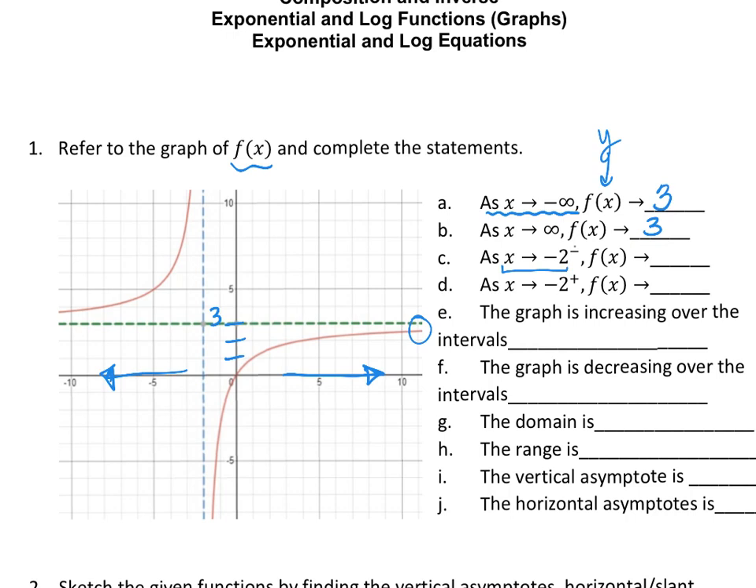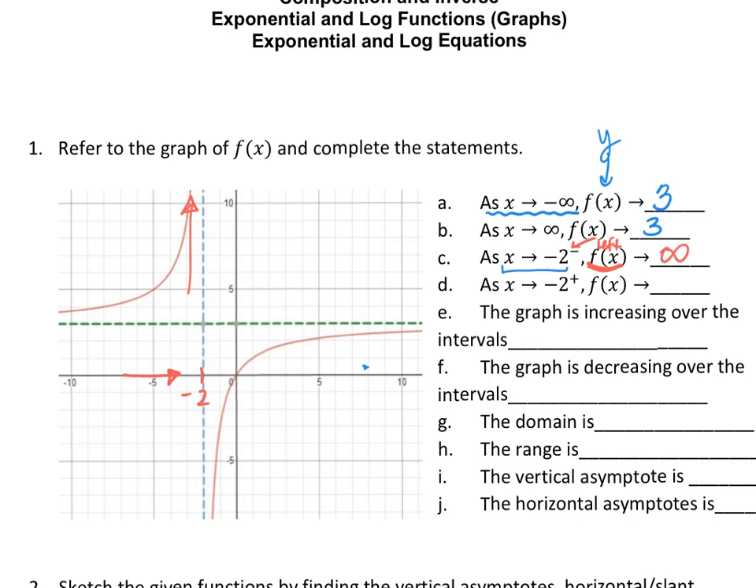So then for part C, we're looking at as our x's approach negative 2. Now remember that this little minus means from the left. So we're looking at approaching our x value of negative 2, but from the left side, from the negatives. And we want to know what's happening to our y values. Our y values are going up, up, up as you get closer. So to show that, we would say to infinity.